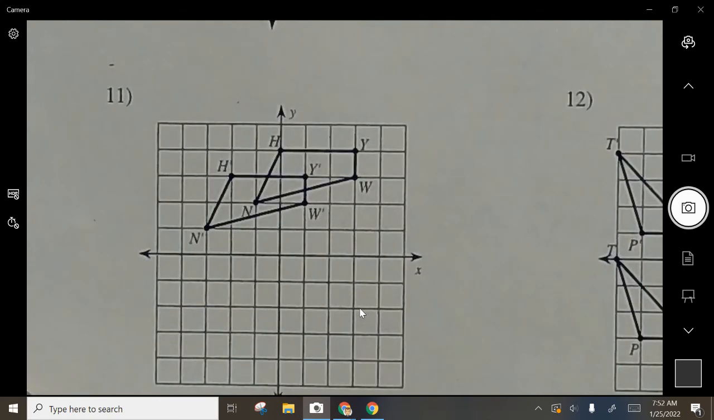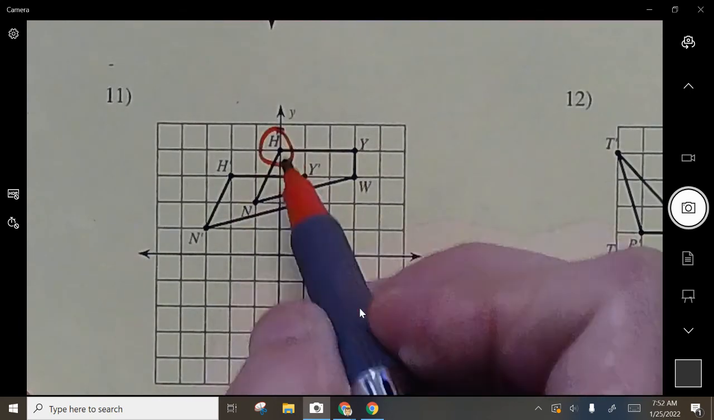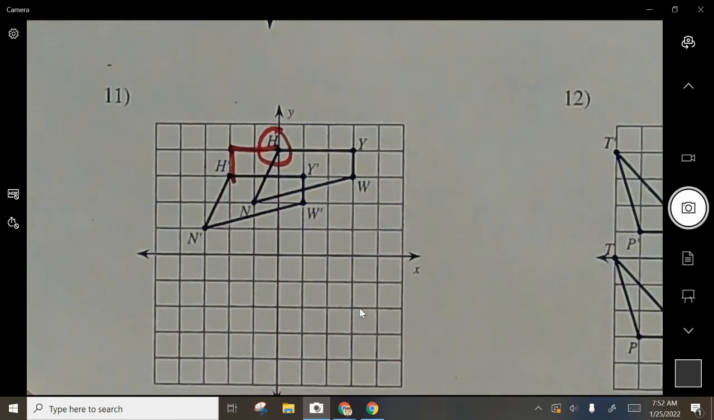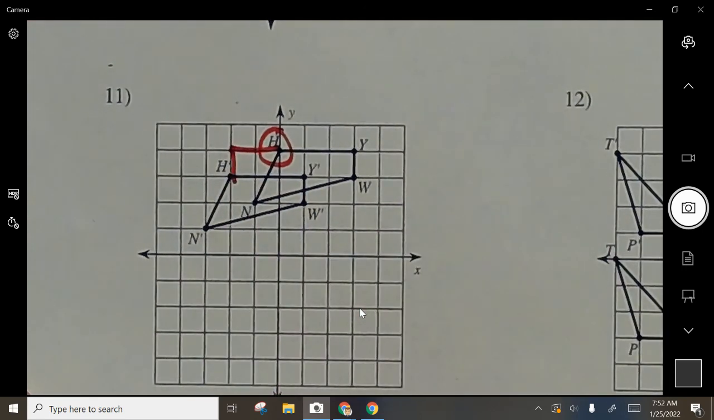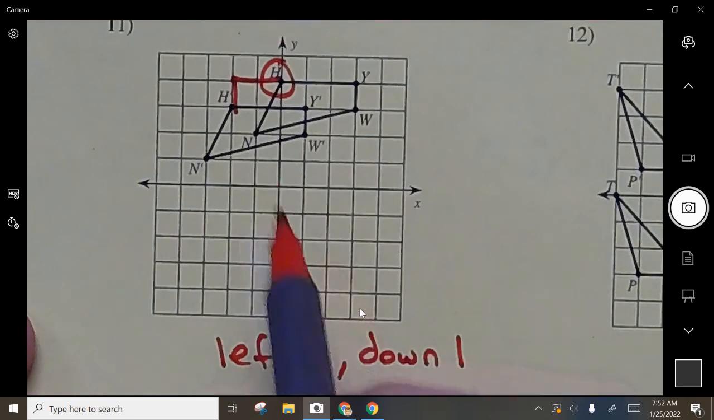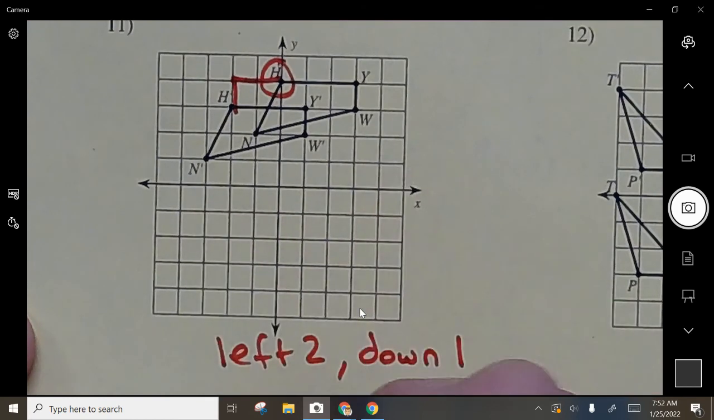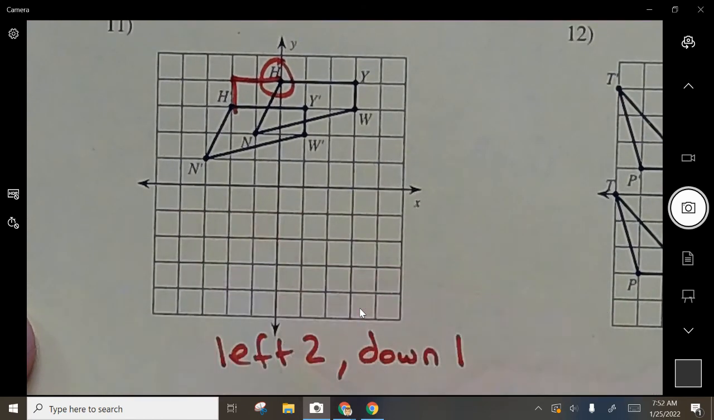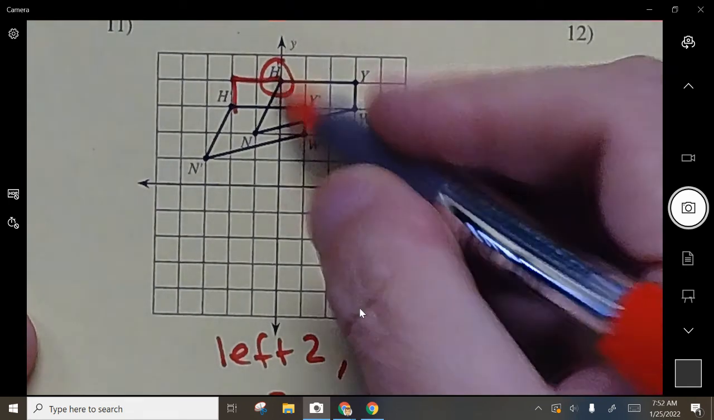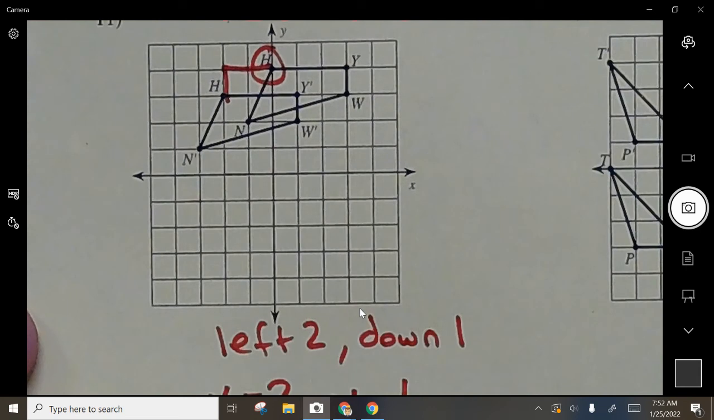All right. For this one, you're going to start with H and go to H prime, which means you're going to go left 2, down 1. Left 2, down 1. Are you getting the hang of this? Left and right is the x-axis. So left means you're going to be going in the negatives. And then up is positive, down is negative. Okay?